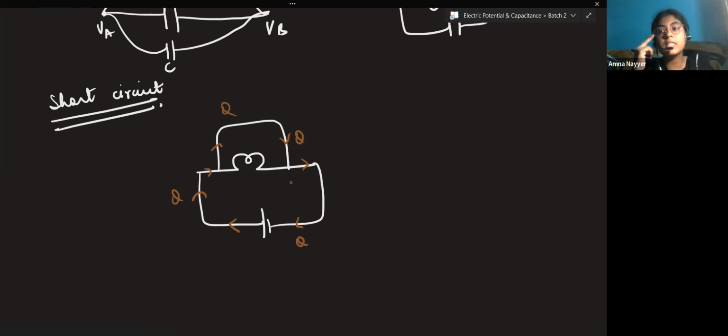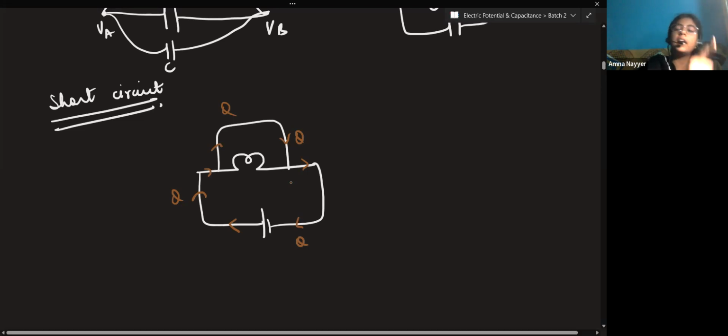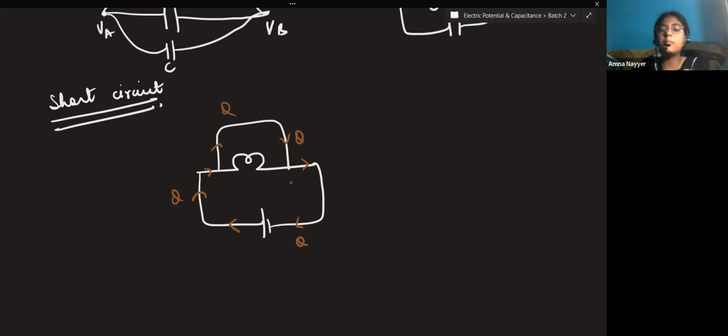In the next class, we'll be starting with current electricity. So the same terms will be used: short circuit, open circuit. In case of a short circuit, all the current will flow through the additional wire that you have. But within the bulb, there is no charge received. The bulb is not receiving any current.